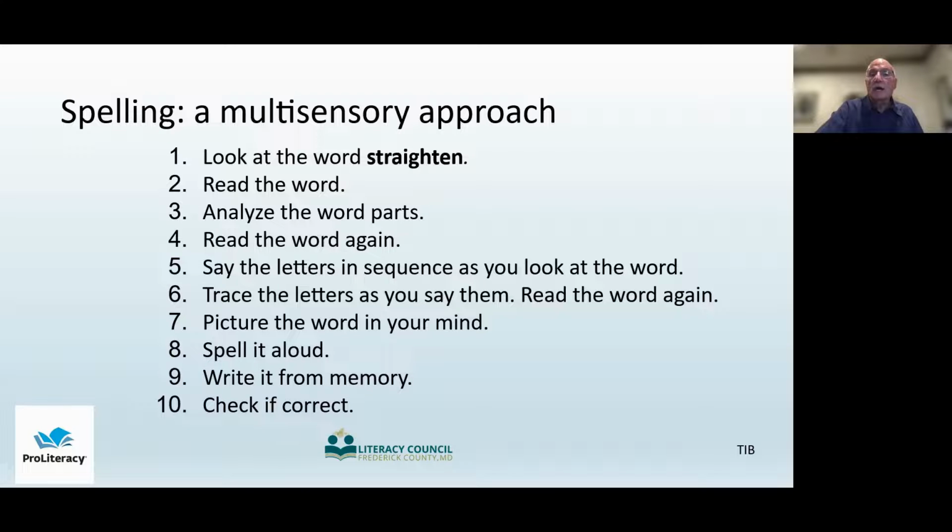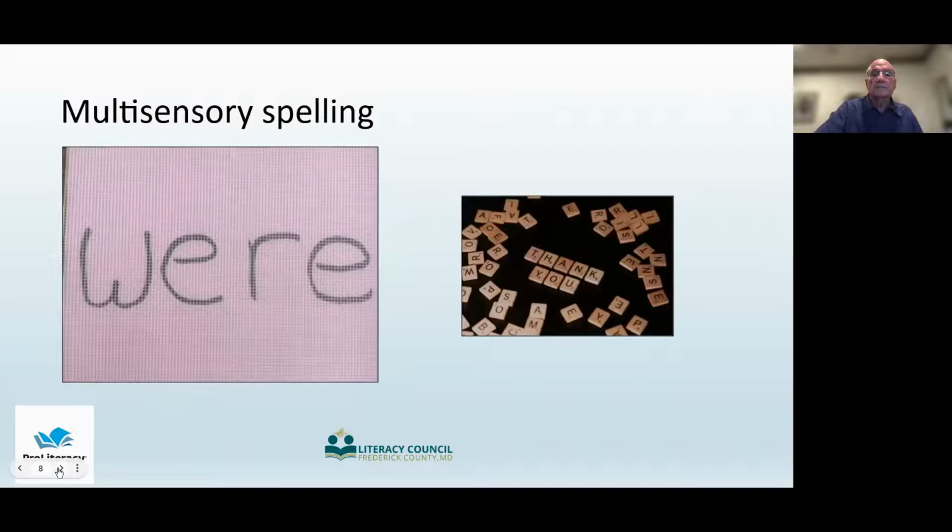Now, close your eyes and picture the word in your mind. Spell it aloud as you picture it. Now, write the word from memory, and then check it against the example. Multisensory techniques help students remember. Earlier, we mentioned writing letters in the air. This is one way to make writing practice multisensory.